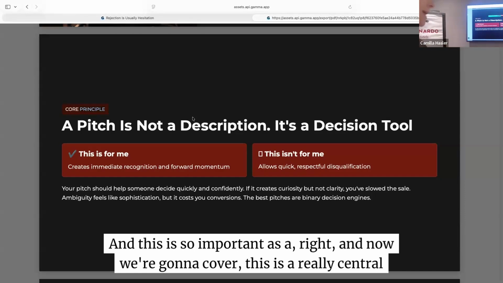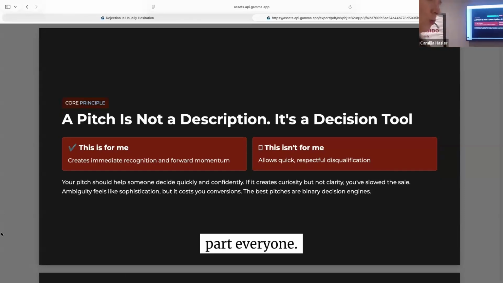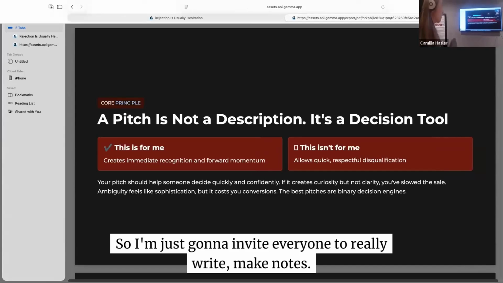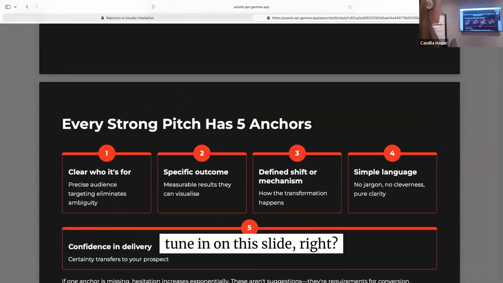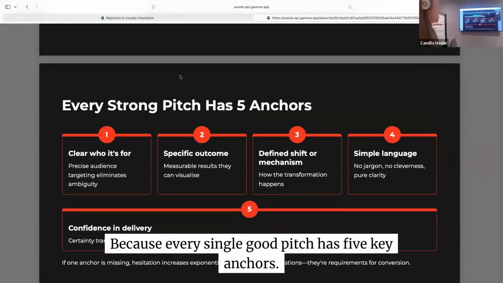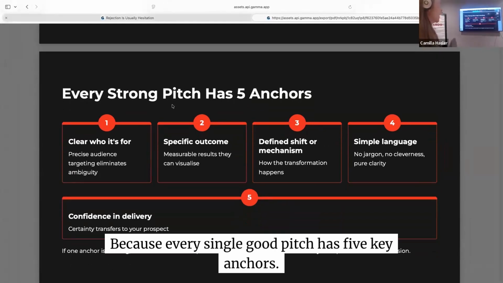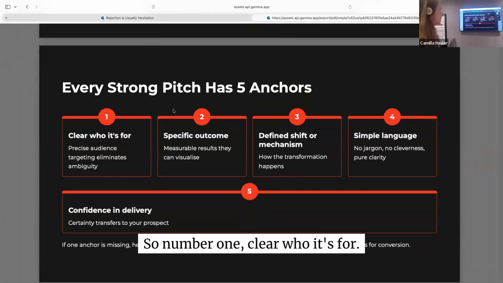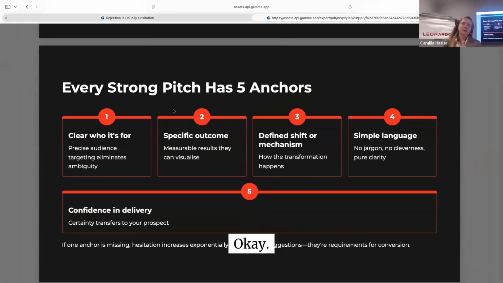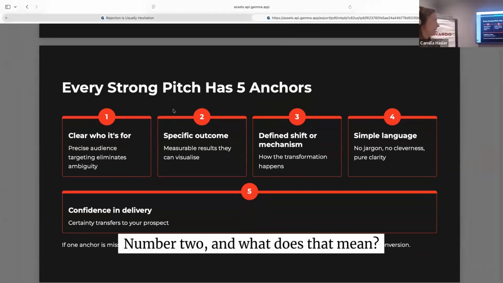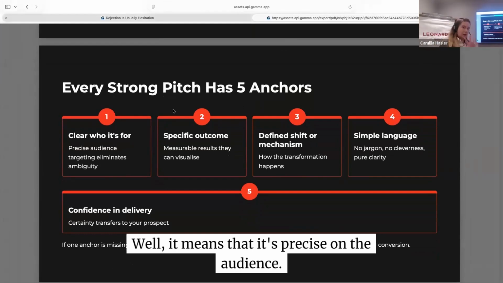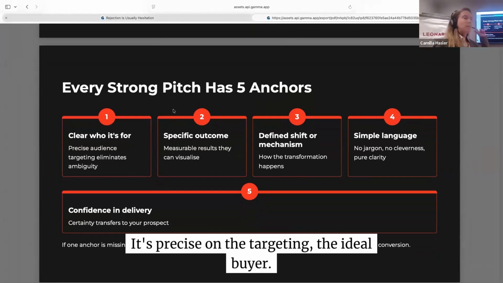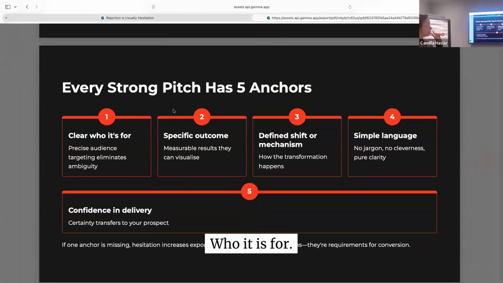And now we're going to cover a really central part, everyone. So I'm just going to invite everyone to make notes and tune in on this slide, because every single good pitch has 5 key anchors. Number 1, clear who it's for. And what does that mean? Well, it means that it's precise on the audience. It's precise on the targeting, the ideal buyer, who it is for.